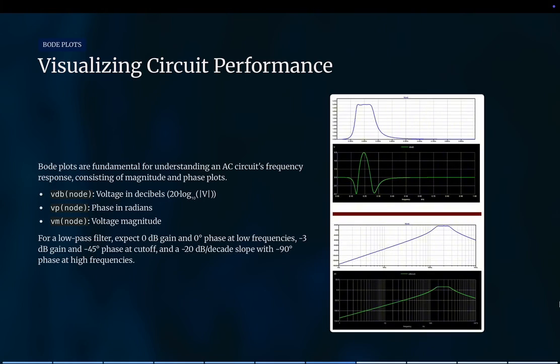For our low-pass filter at low frequencies, gain is 0 decibels, and phase is also near 0. And at cutoff, which is 159 Hz, gain drops by 3 decibels, and phase is near minus 45 degrees. At high frequencies, gain continues dropping at minus 20 decibels per decade, and phase approaches minus 90 degrees.